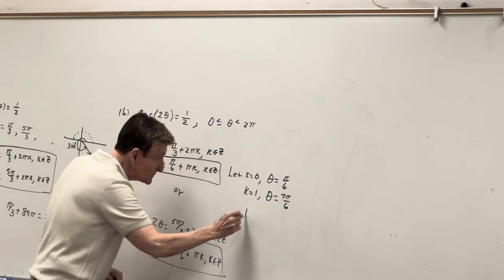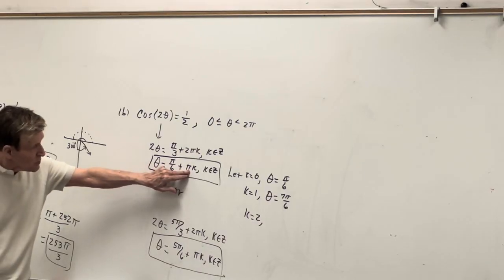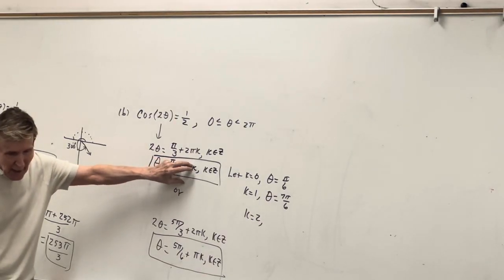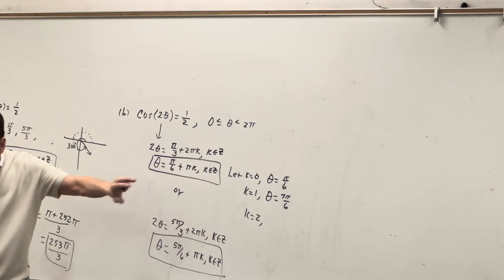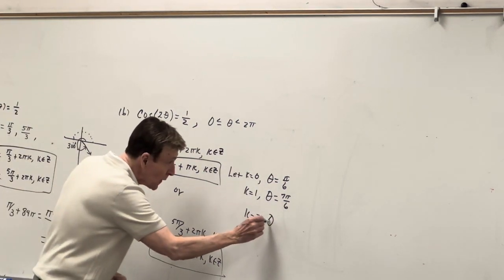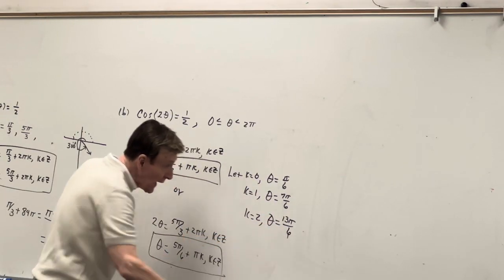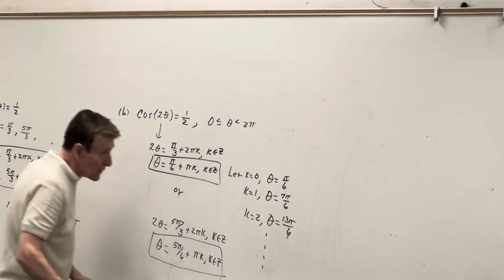We'll try one more. Try 2. If I put a 2 in there, this becomes 2 pi. Pi over 6 plus 2 pi, common denominator, is it 13 pi over 6? I think. Can you do it? I hope I didn't make a mistake. And it goes on forever.